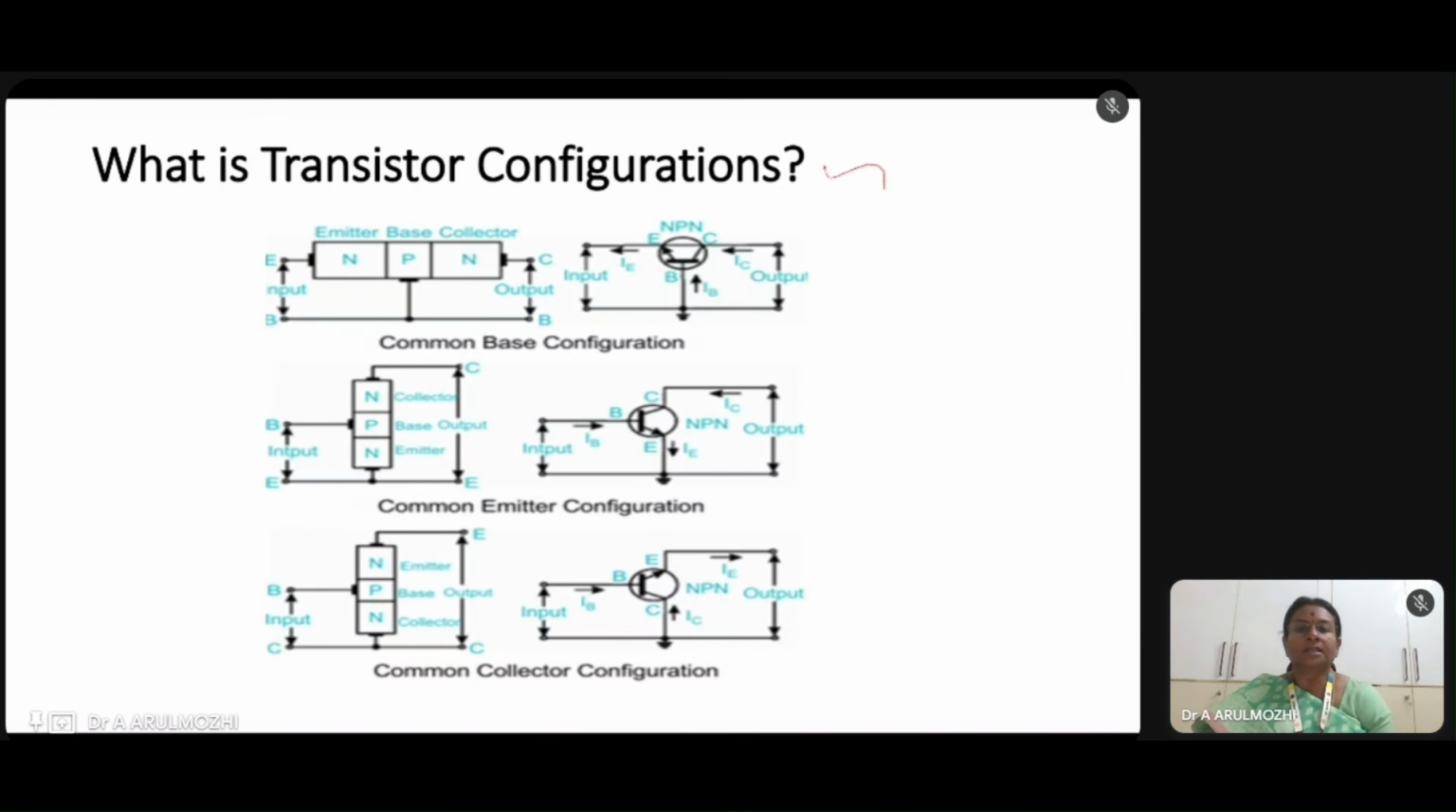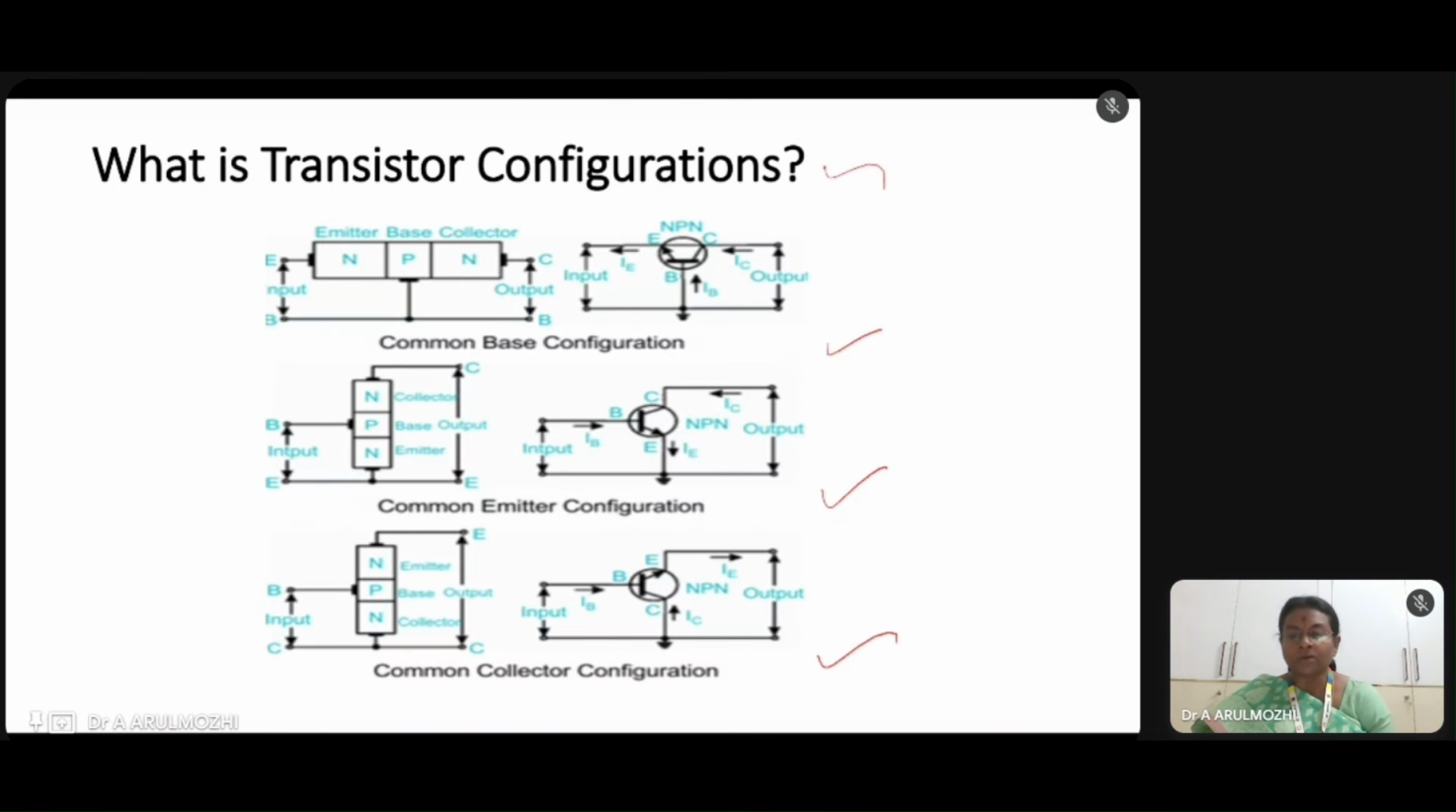Next, what is a transistor configuration? Here in the diagram, we have three basic configurations. One is the common base configuration. Second is the common emitter configuration. Third is the common collector configuration. So in total, three configurations are possible in the case of a transistor.